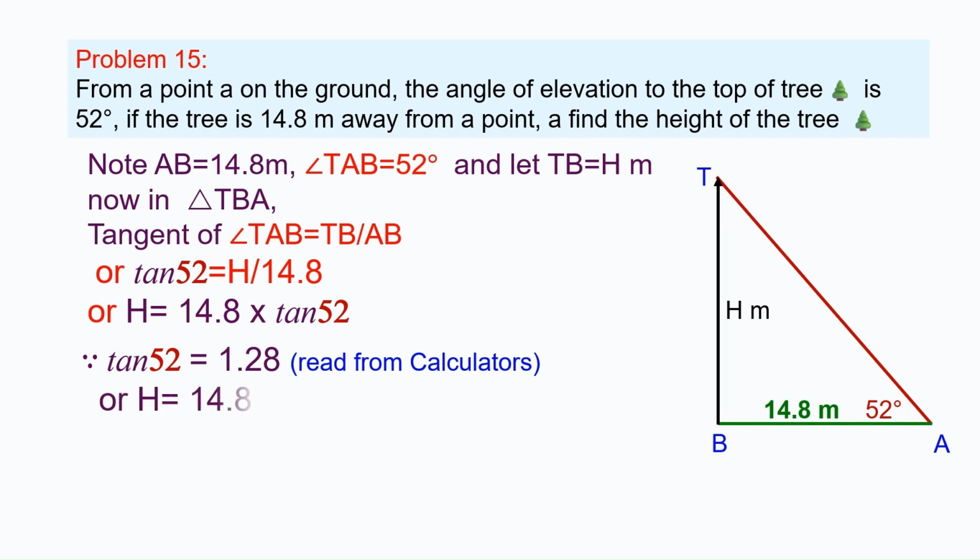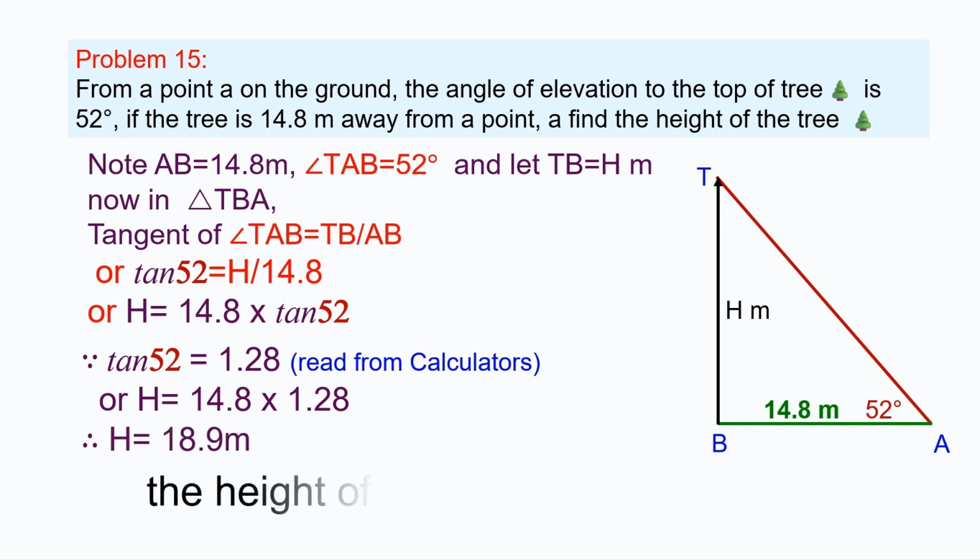Read from calculators the value of tangent of 52 degrees, which is 1.28. Calculating it further, we have therefore h equals 18.9. So the height of the tree is 18.9 meters.